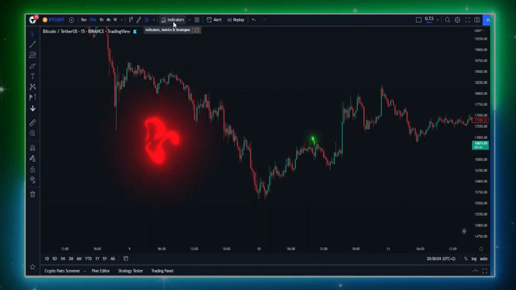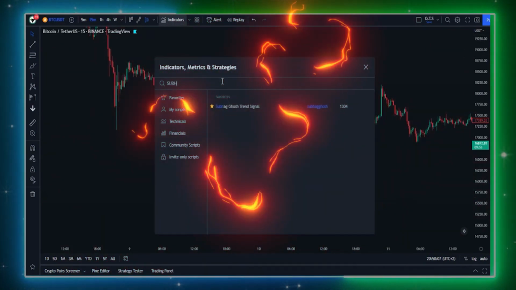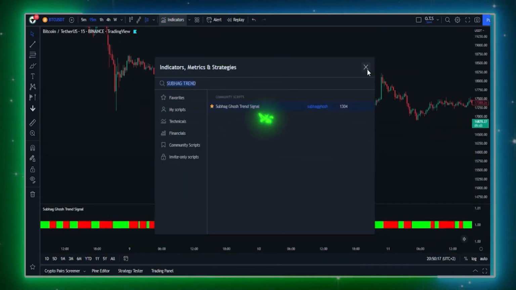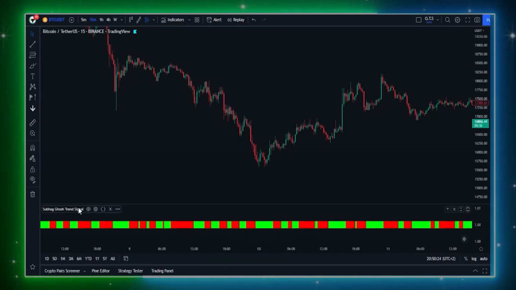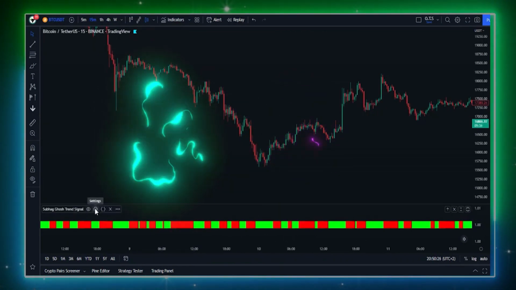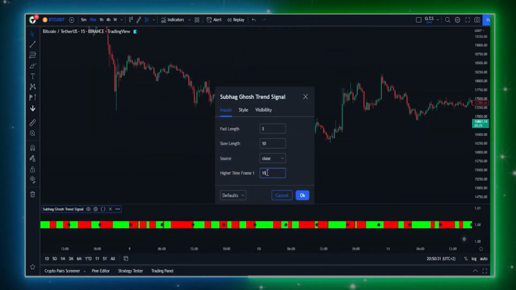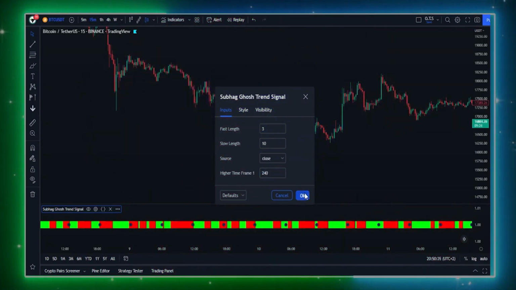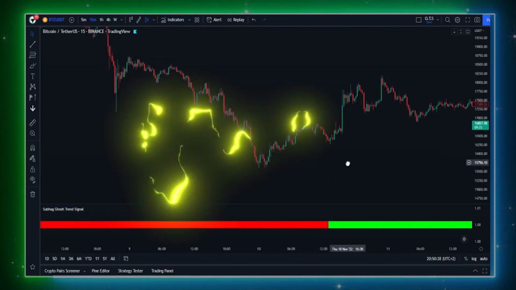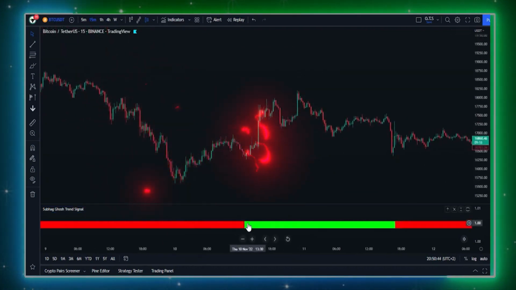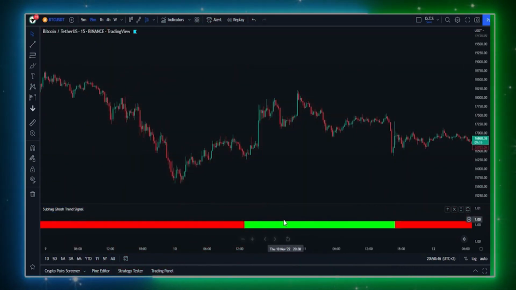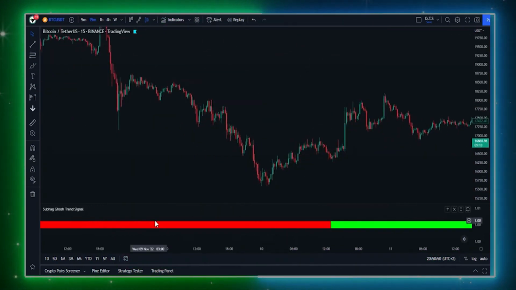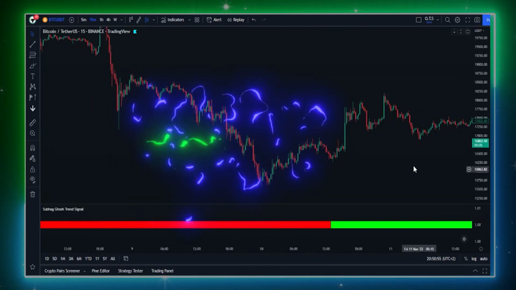The first indicator is the Subhag, and we can find it by typing Subhag trend. And after applying it to the chart, we will enter the settings. Enter the higher time frame box and change the value to 240. Now we see that the indicator appeared more clearly. When we see the emergence of the green zone, we will look for buying opportunities, and when we see the emergence of the red zone, we will look for selling opportunities.